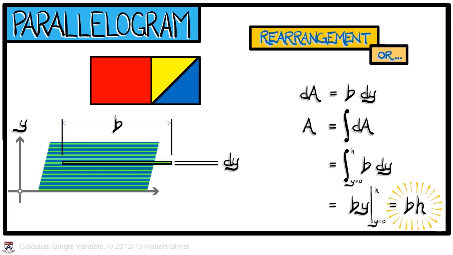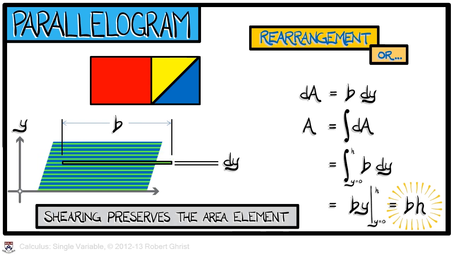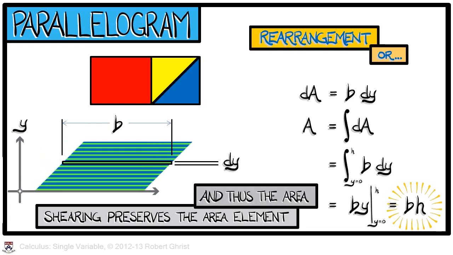Now, there's a slightly different perspective we can put on this, namely that when we shear that parallelogram and slide the horizontal slices so that it becomes a rectangle, then we are not changing the area element. This shearing preserves the area element, and thus the area. That's a different sort of rearrangement argument, one at the infinitesimal level.